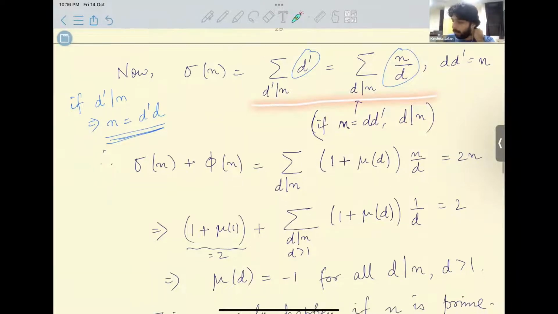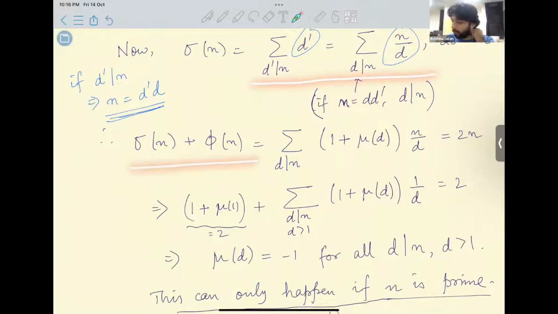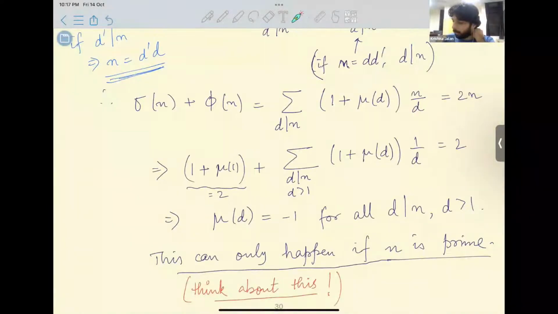Now sigma of n plus phi of n can be written in this way, and I want it to be equal to 2n. That's the requirement. So I separate out, since 1 divides every number, this part, and I have the rest of the sum.